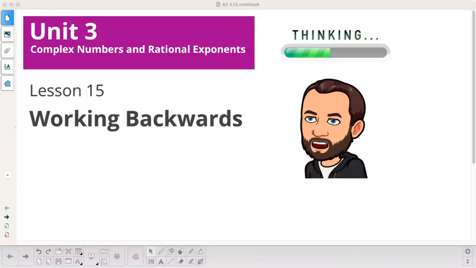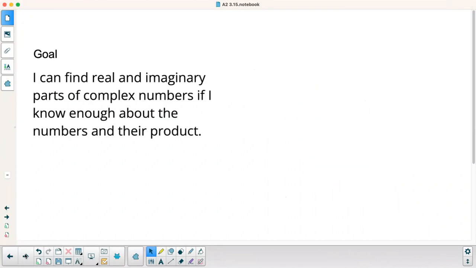Okay, Illustrative Math, unit 3, lesson 15 is called Working Backwards. All right, so our goal today: I can find real and imaginary parts of complex numbers if I know enough about the numbers and their product.